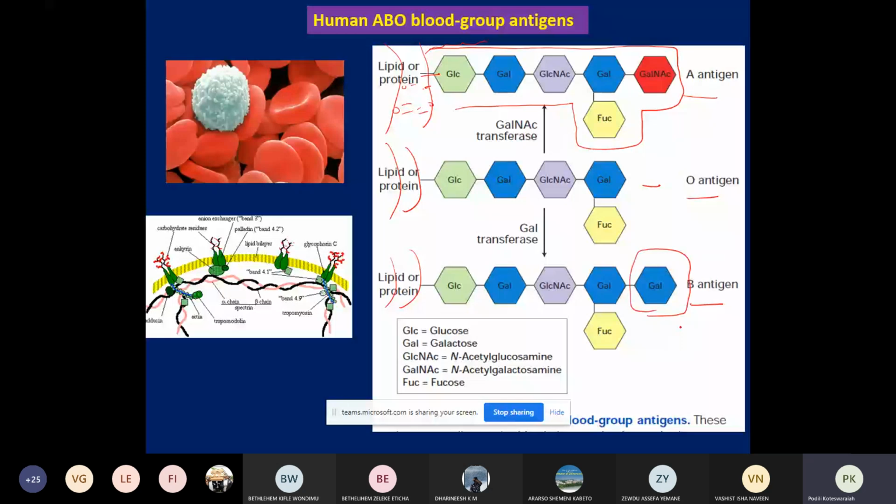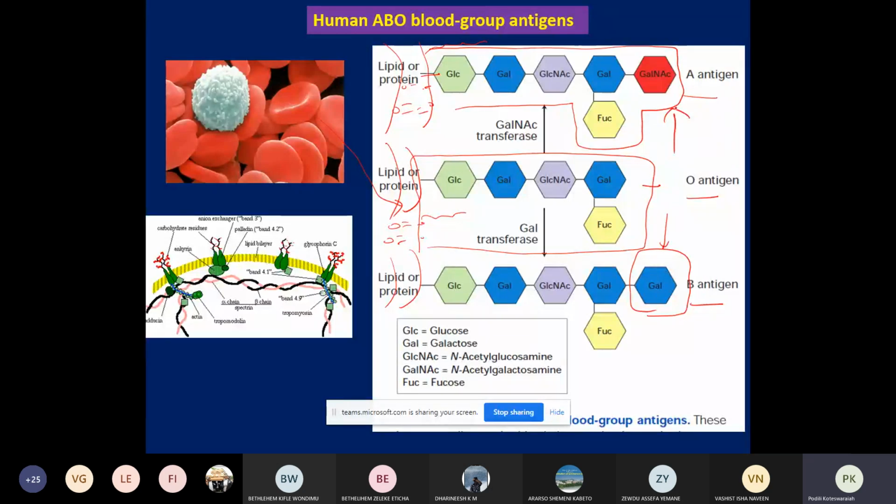That means you can see here, we know that the O antigen or O blood group is a universal donor, in the sense it has glucose, galactose, N-acetyl glucosamine, galactose and fucose. If this type of glycan chain is present on the surface of the red blood cell membrane, then it is known as the O antigen. If it has one extra N-acetyl galactosamine, then it is the A antigen, and if it has one extra galactose, then it is a B antigen.